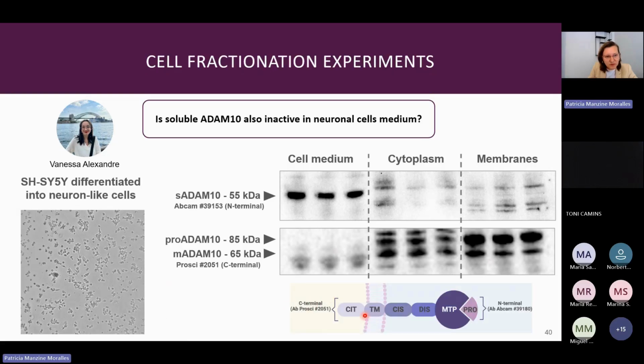So in this situation, we're using a C-terminal antibody, to look more specifically at the cytoplasmic and membrane fractions. And when we use the antibody for the N-terminal, we can see more expression in the cell medium.